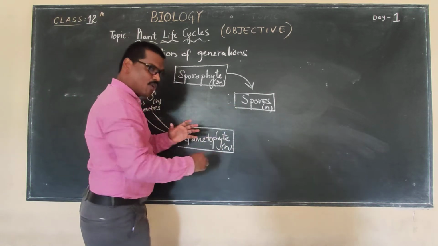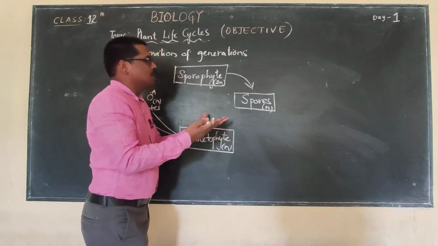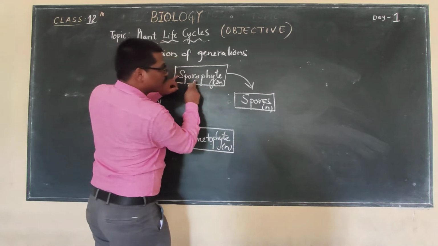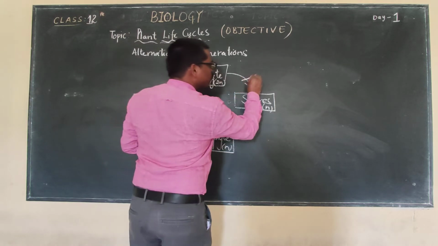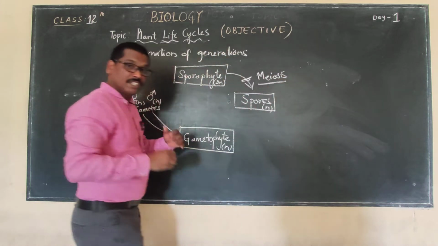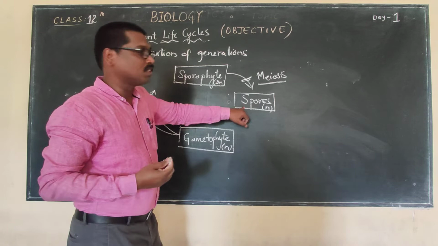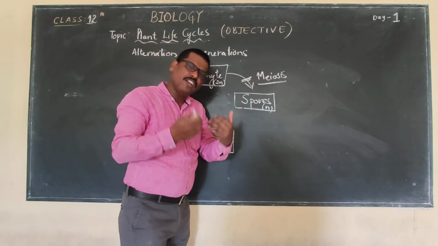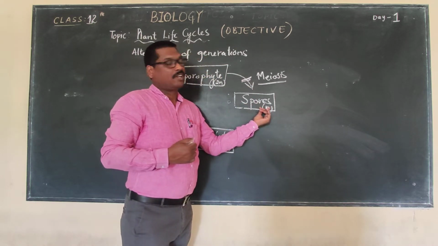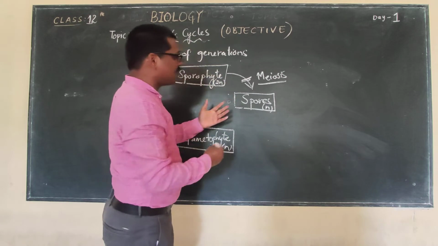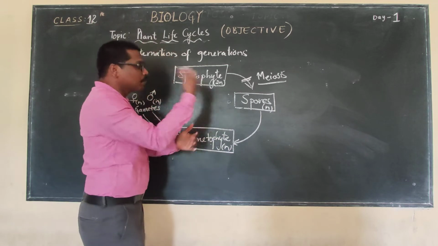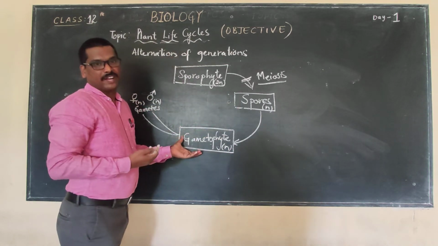Here there may be four spores produced. Why four spores? Because in order to produce the spores, the sporophyte undergoes a division called meiosis. Please remember, what is the division that the sporophyte undergoes to produce the spores? It is meiosis. At the end of meiosis, the spores will be haploid and four cells will be formed. These cells may undergo mitotic division and each spore will develop into a gametophyte.